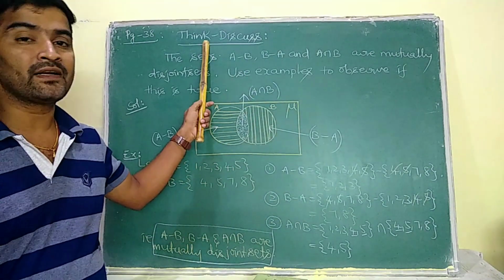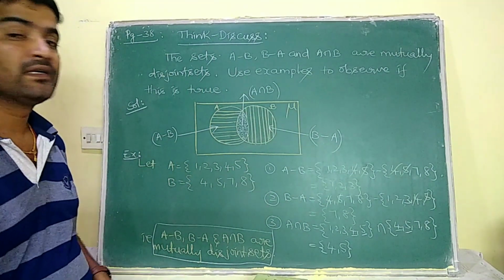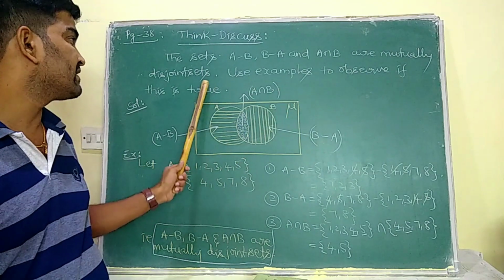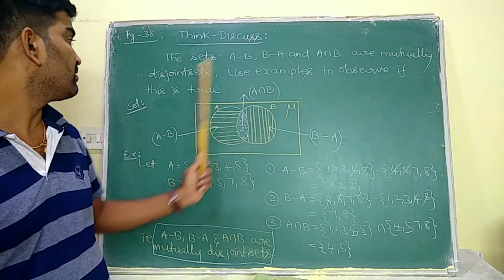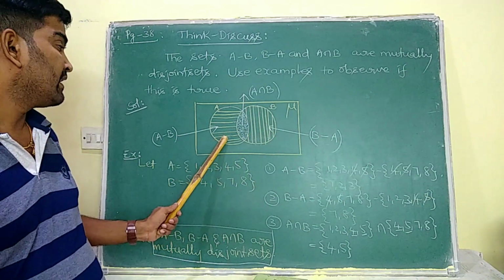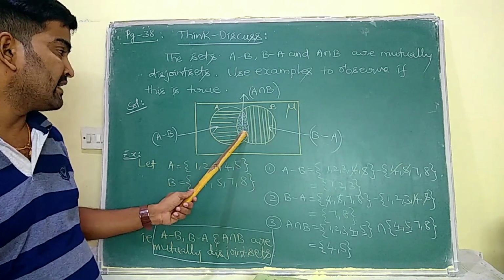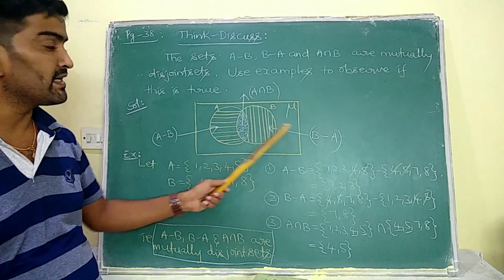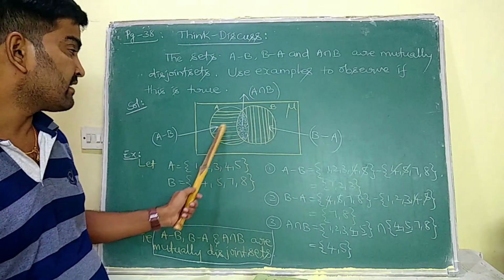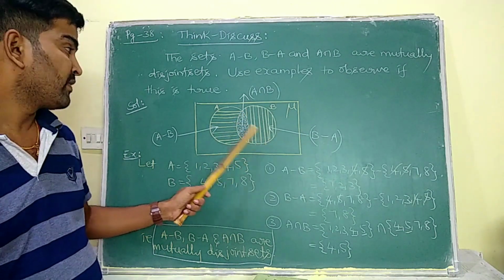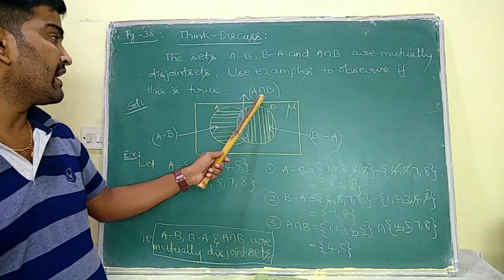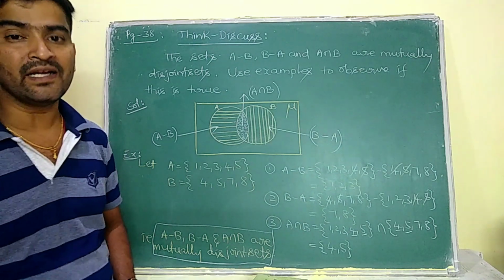Now the think and discuss question from page number 38. Here the question is, the sets A minus B, B minus A and A intersection B are mutually disjoint sets. Use examples to observe if this is true. See, by just drawing the Venn diagram, here this indicates A minus B, this indicates A intersection B and this indicates B minus A. So all these three are disjoint sets. It's very clear to us by the diagram. Why? Because there is no common place for any of these three. So that's why A minus B, A intersection B, B minus A are mutually disjoint.